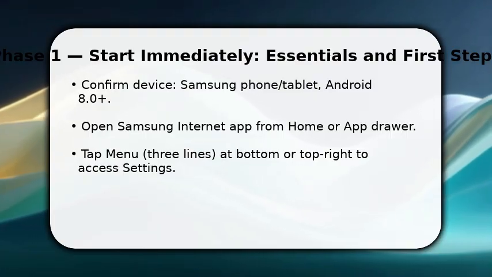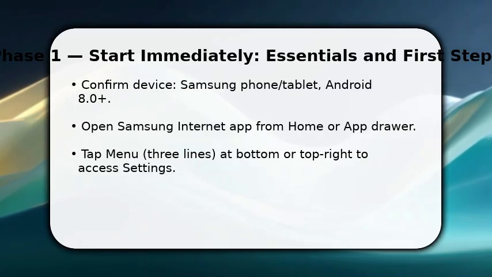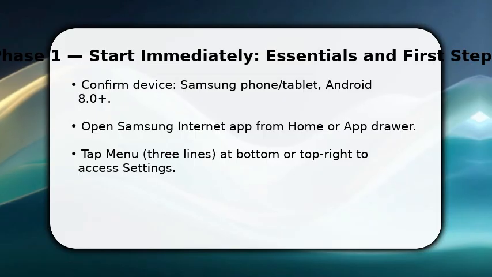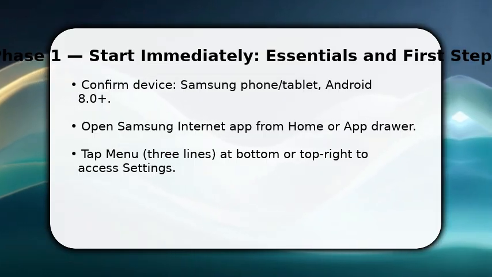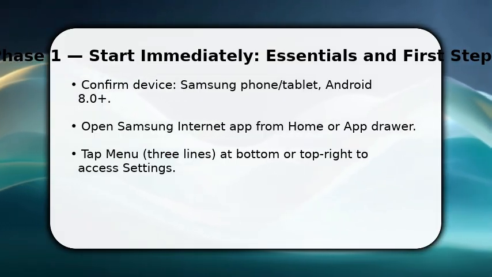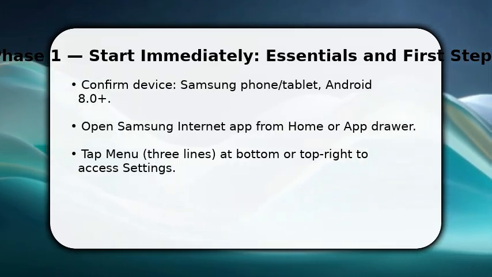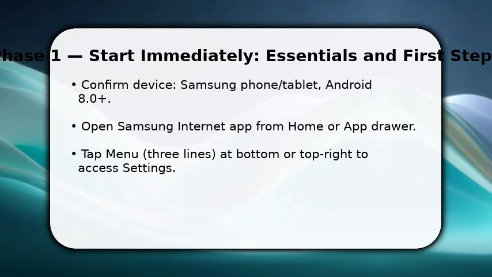You start by confirming you're on a Samsung phone or tablet and that Samsung Internet is installed. Once done, open the Samsung Internet app. Make sure you're on the main page. Tap the menu icon, 3 horizontal lines, located at the bottom or top right of the screen. You're now ready to enter settings.